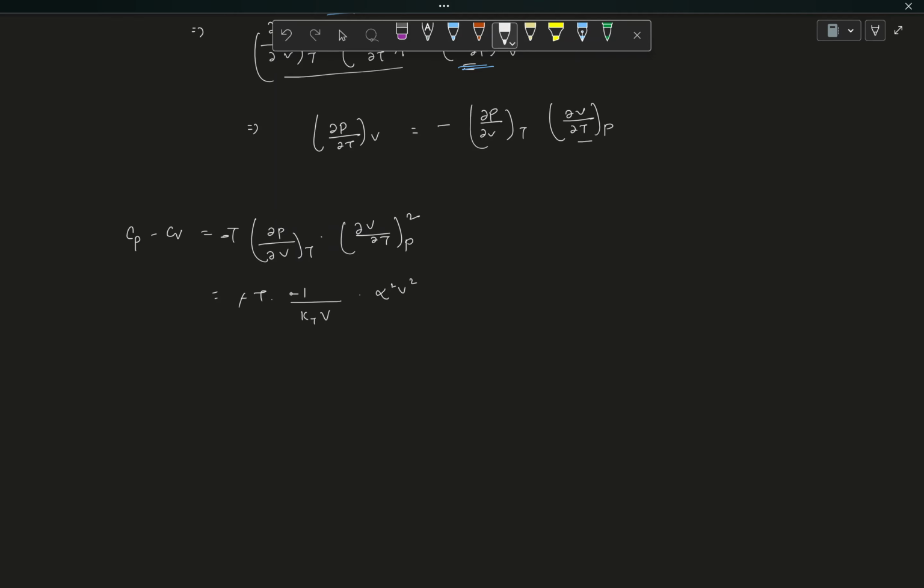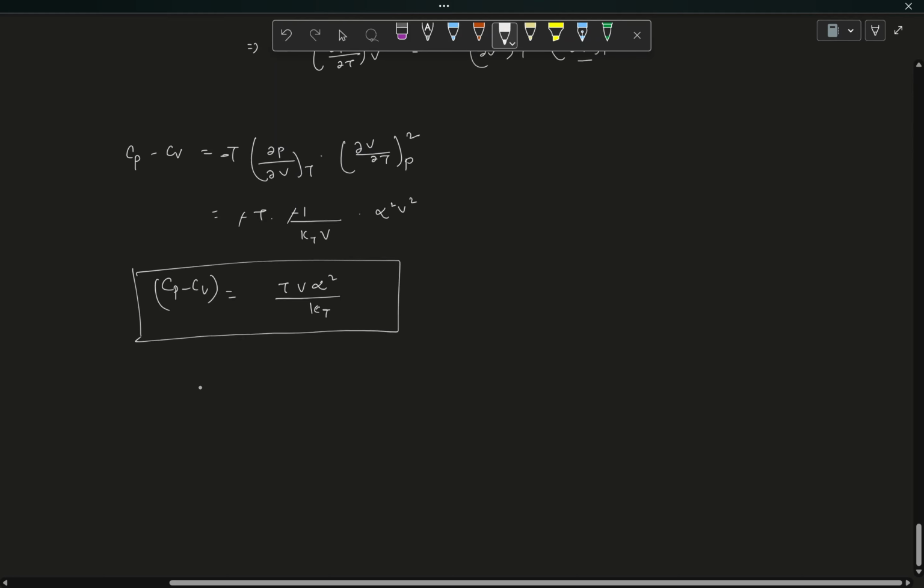So this minus and minus is cancelling out. So Cp minus Cv we are getting as TV, because this V and V square make it V. So TV alpha square by KT. Right. So now you have all the known terms on the right hand side.